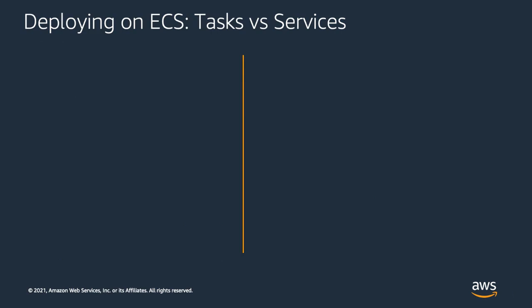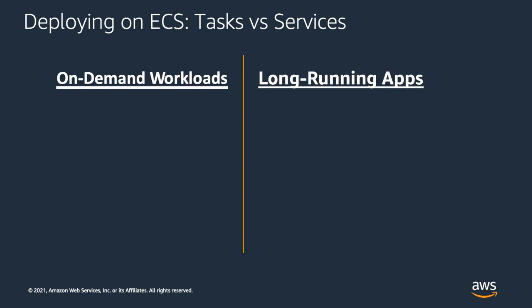Now, deploying on ECS. Tasks versus services, we already talked about. You can have on-demand workloads, and you have long-running apps. So the question comes, right? We talked about tasks, we talked about services. At what time shall I choose what? Shall I choose tasks? Shall I choose services? Which one shall I use?